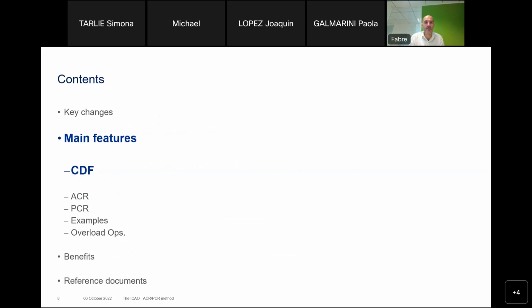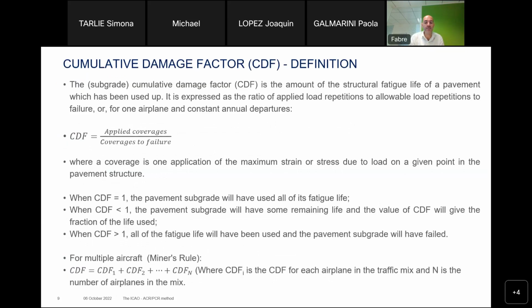So the CDF. As I said before, when addressing the ACR and the PCR, I think it is of paramount importance to understand what a CDF is. I spoke about it a few minutes ago, since this concept is a core principle of the ACR-PCR, and in particular for pavement evaluation, which is required to compute a PCR. So what is the difference between pavement design and pavement evaluation?